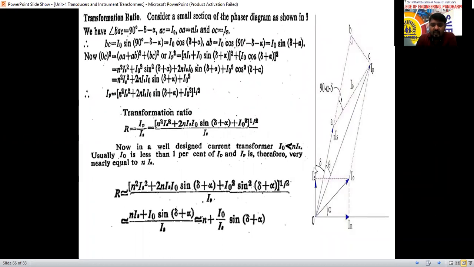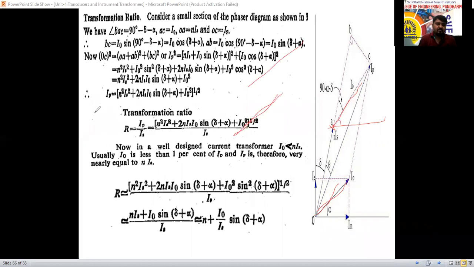Whatever the I naught value is, see here, I naught we have considered. According to this parallel, I naught is this line A to B. I will mark this one as A, this one as B, this one as C. See here, these two angles are the same. Here also alpha is there, here also alpha is there. It is nothing but the angle is the same, like parallel paths. Yes or no?